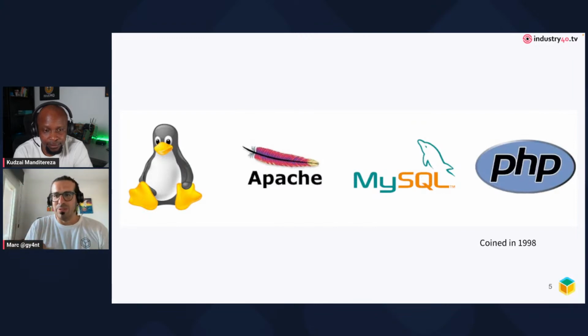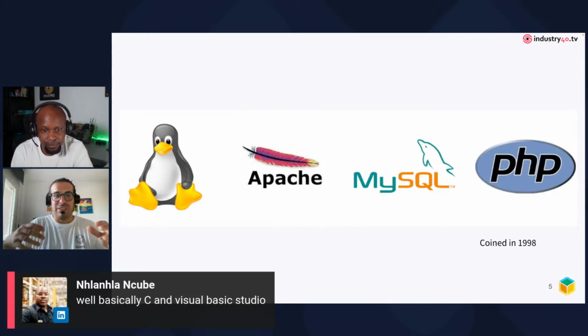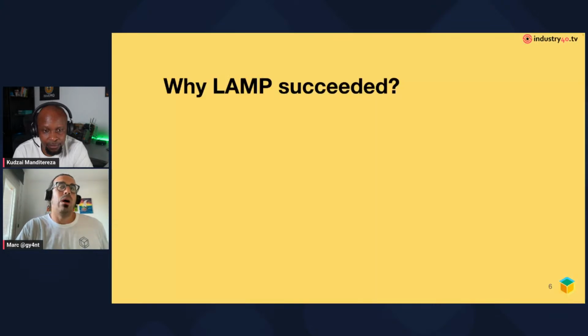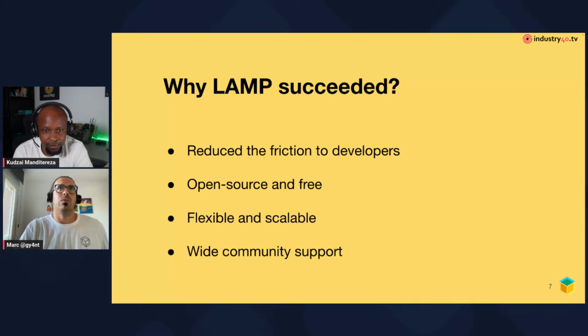Okay, so yeah, we have as well basically C and Visual Basic Studio. So Visual Basic Studio basically was one framework or one system to accelerate or to give superpowers to developers, right? So basically, with the LAMP stack, it helped a lot of people to accelerate. And actually, with a developer from the community from Balena, where I work, we were asking ourselves why LAMP succeeded at that time. So basically, it reduced friction to developers.